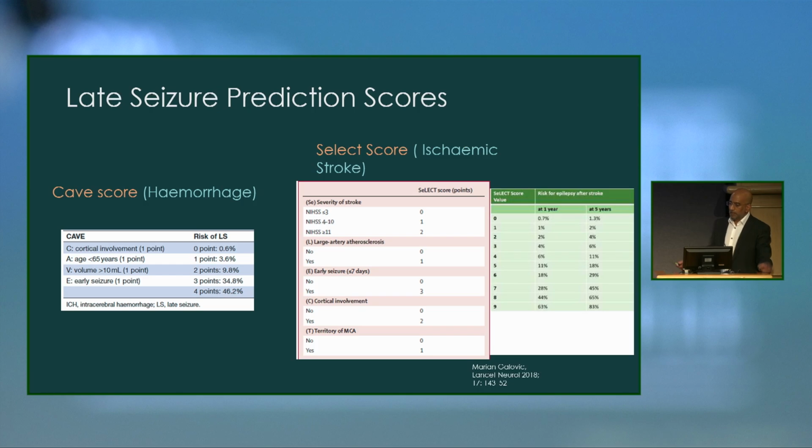And if one scores patients, one would see that a score of 8 to 9 confers a 65% or 83% 5-year risk of having a recurrent seizure. And that would then help you choose who you'd put onto treatment or not. And you can have a discussion with the patient as to, look, this is your risk.